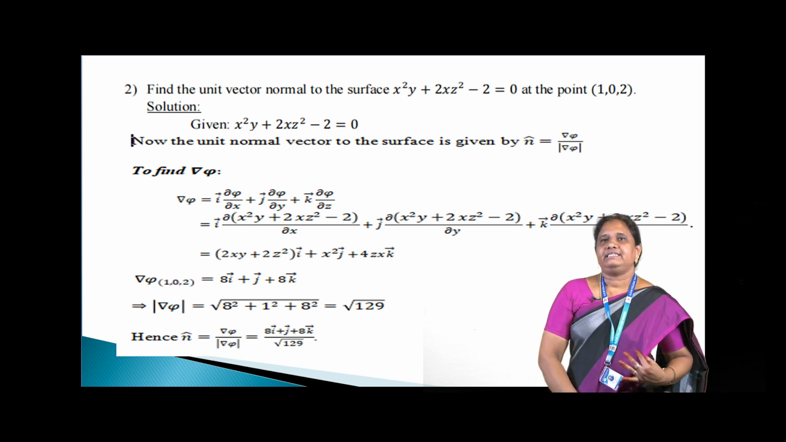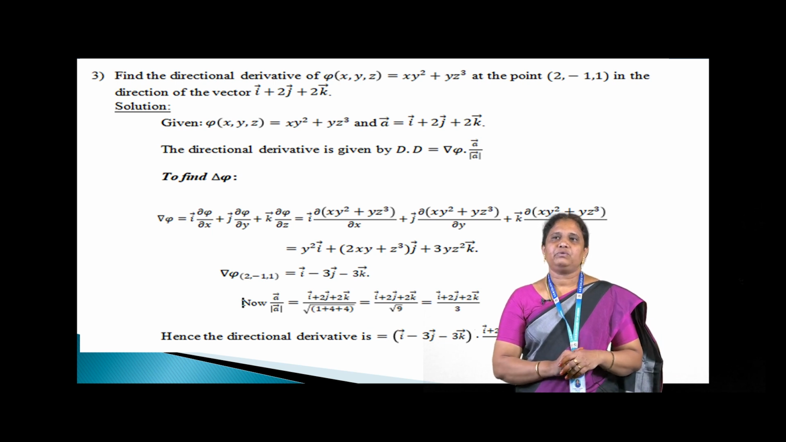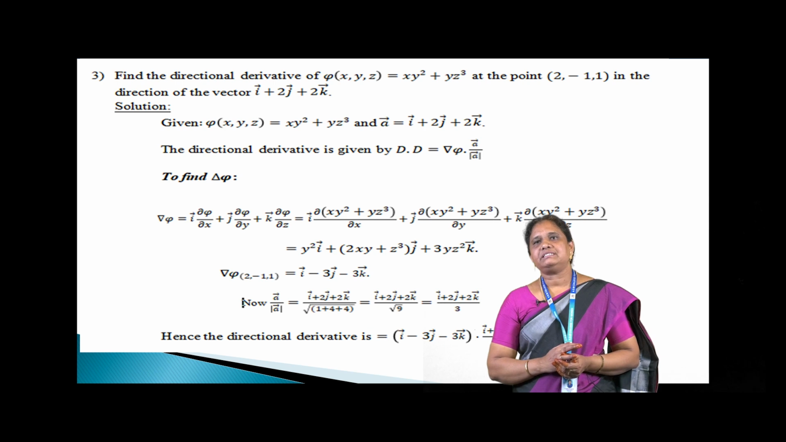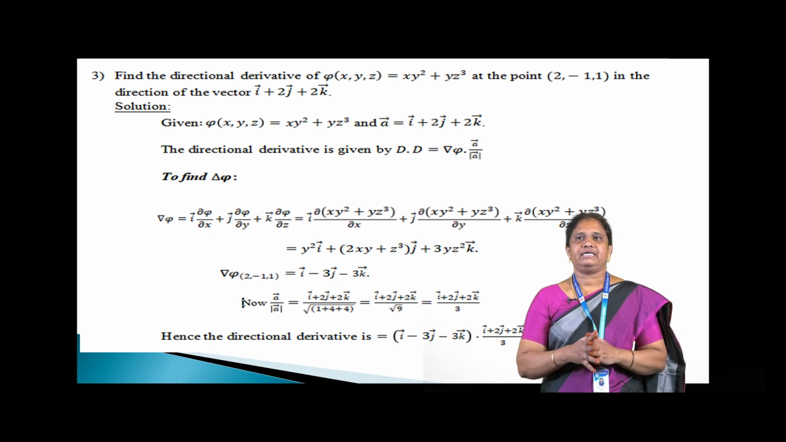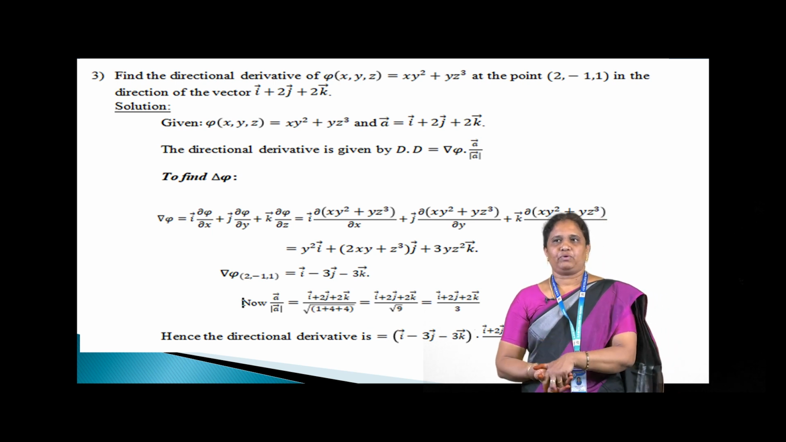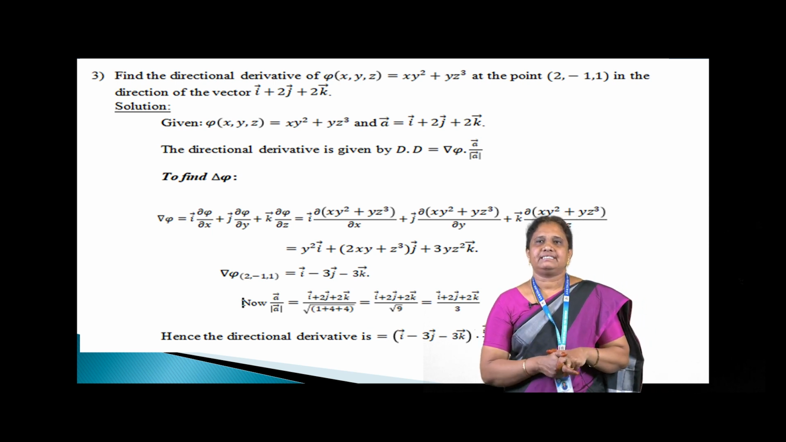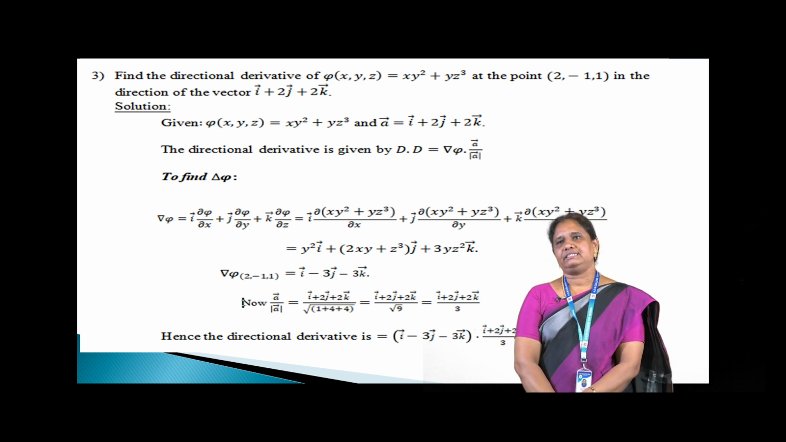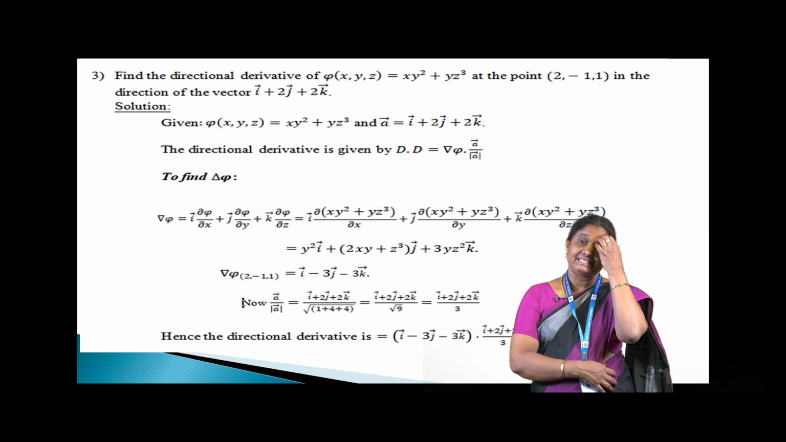Next one. Find the directional derivative of phi of x, y, z equal to x y squared plus y z cubed at the point (2, minus 1, 1) in the direction of the vector i plus 2j plus 2k. So in this problem we have to find the directional derivative of the function phi at the point (2, minus 1, 1) in the direction i plus 2j plus 2k. First let us write the given data. The surface equation is phi equal to x y squared plus y z cubed, and the vector is given as i plus 2j plus 2k. So take it as vector a.